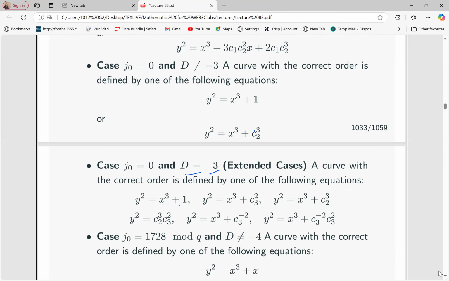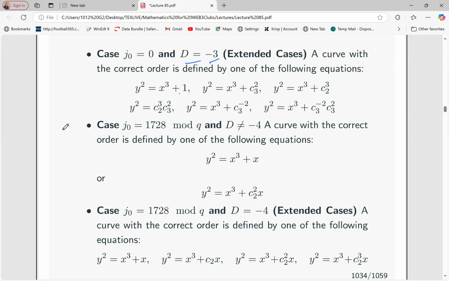The other option is that your J invariant will be 1728, but your discriminant will be -4. So if the J invariant is that and the discriminant is -4, then your curve can be any of these two options. You realize that this curve does not have B. It has A, 1. And this one also does not have B. So this happens when the J invariant is that.